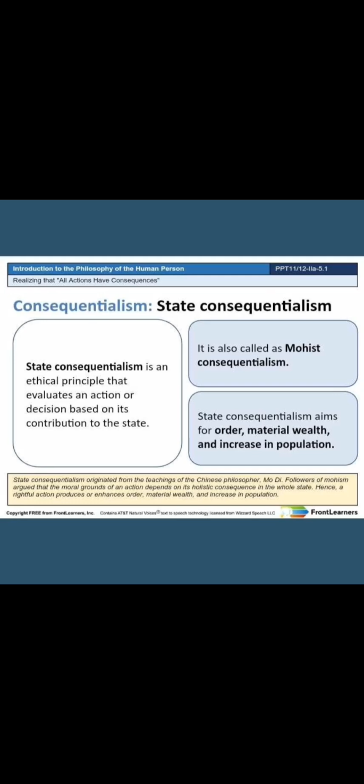Consequentialism: state consequentialism. State consequentialism is an ethical principle that evaluates an action or decision based on its contribution to the state. It is also called Mohist consequentialism. State consequentialism aims for order, material wealth, and an increase in population.